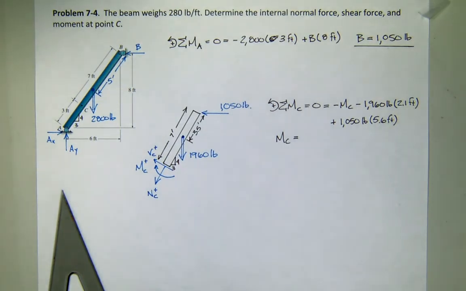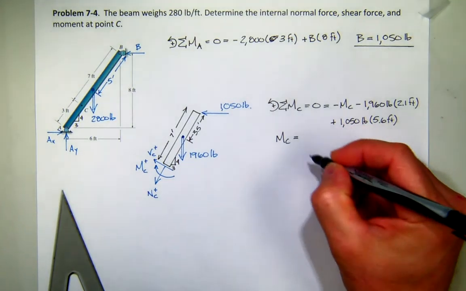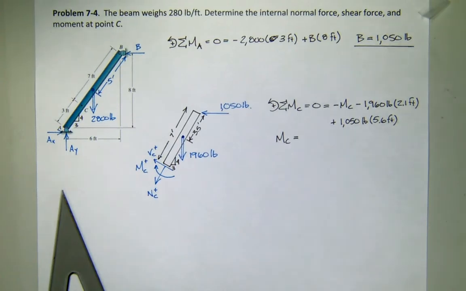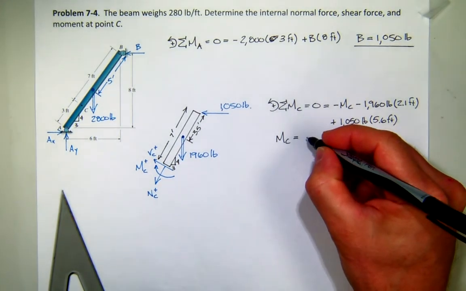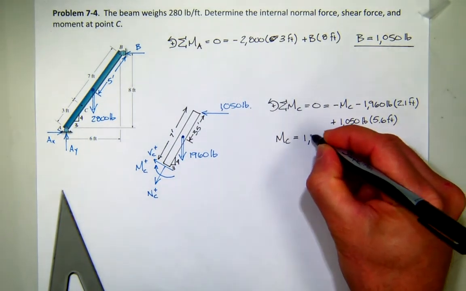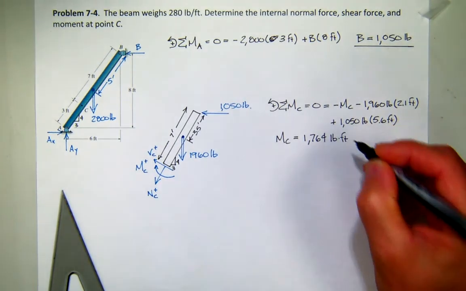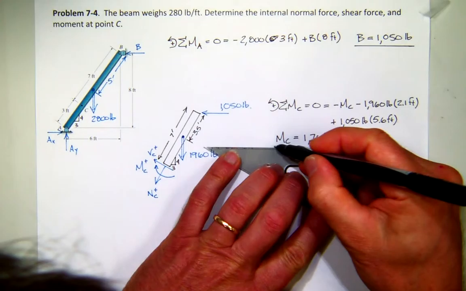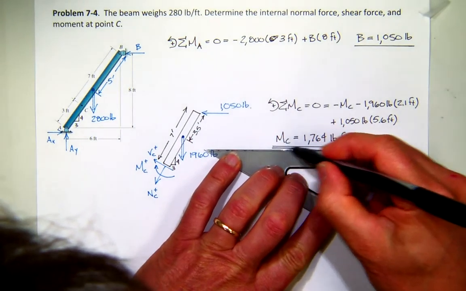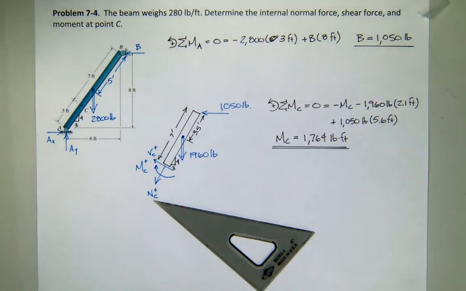I got 1,764. Did you guys get that? Yeah? And I got it to be positive. Does that make sense? 1,764, and that'll be... Does that make sense? Seems like it does to me.